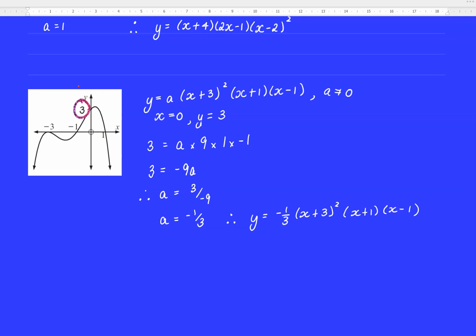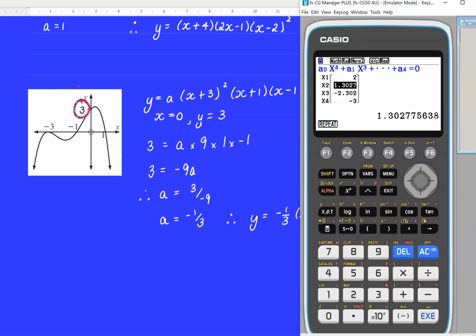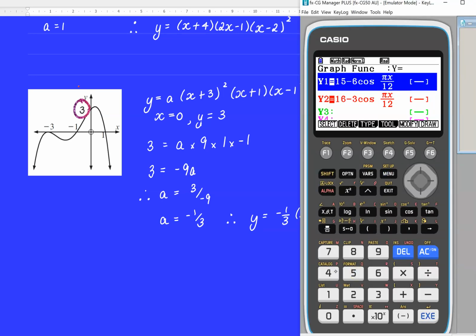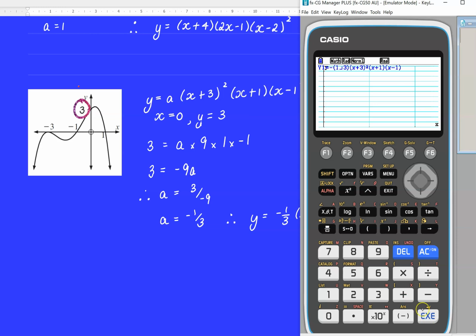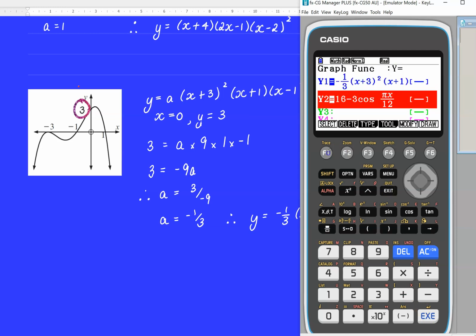If this was an assignment question or a test question, I would pop it into my graph and just double check that I have got the right answer. So you would graph it: -1/3, x plus 3 squared, x plus 1, and x take 1.